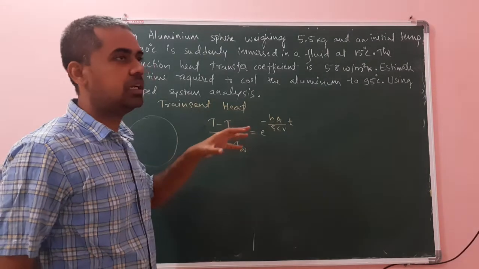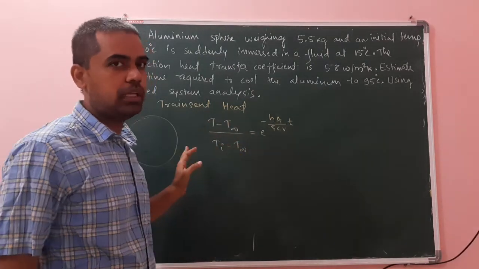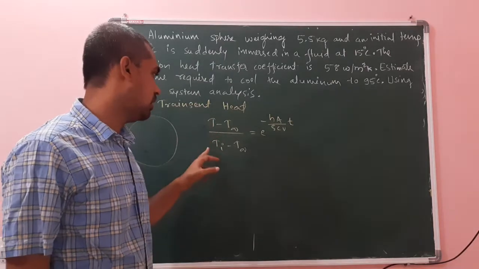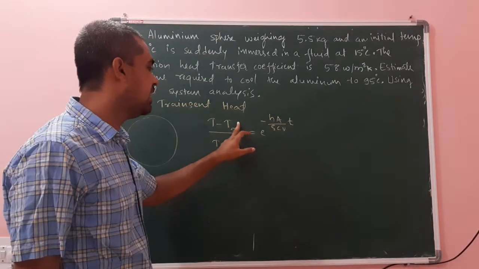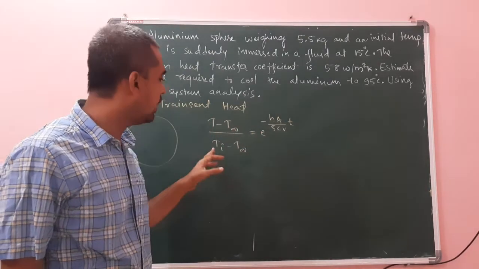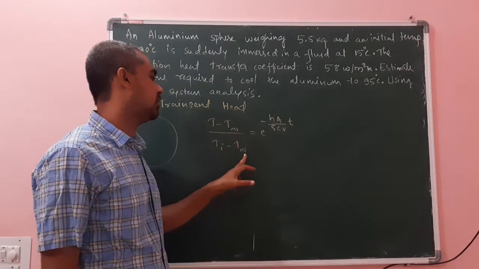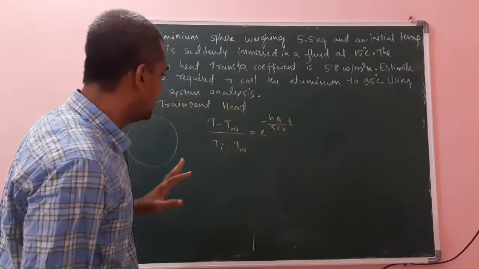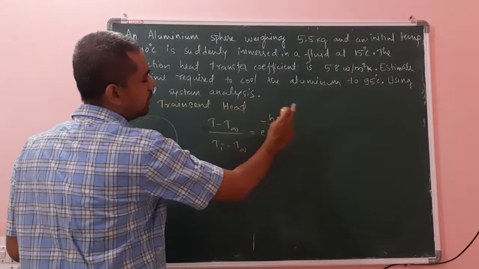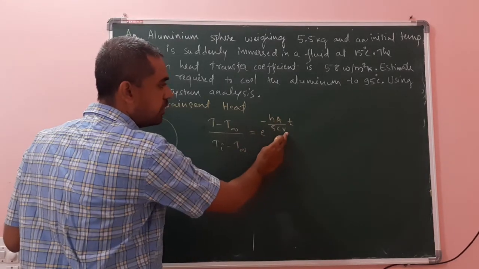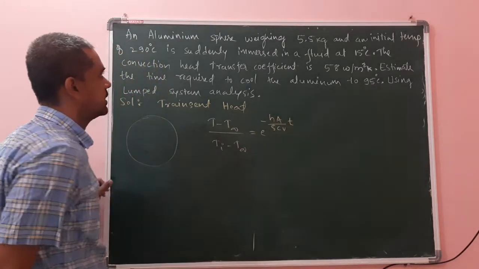Here Ti is the initial temperature. T infinity is the temperature of the fluid in which that body is placed. T is the temperature at time t. h is the heat transfer coefficient. A is the area, V is volume. These things we have discussed.